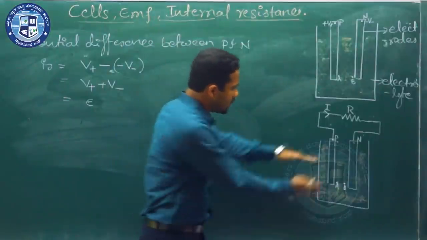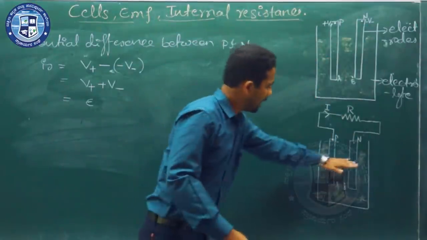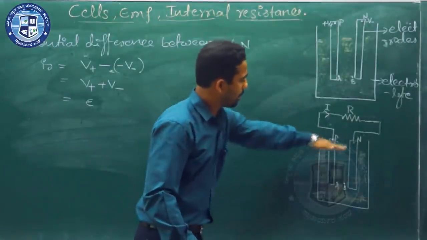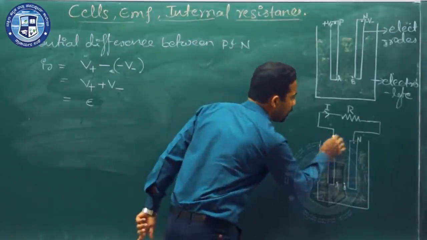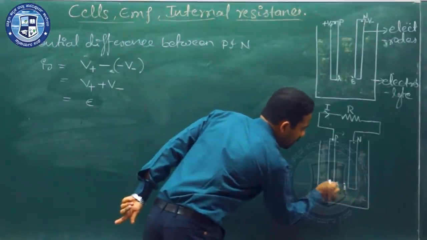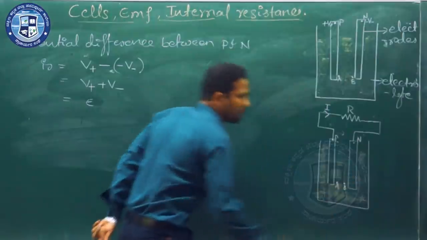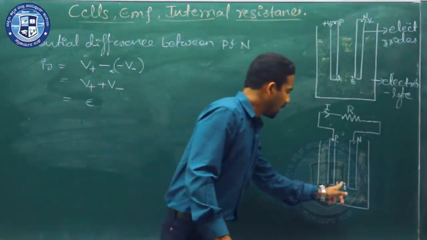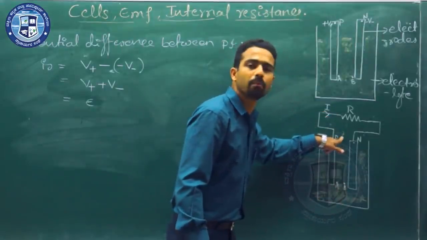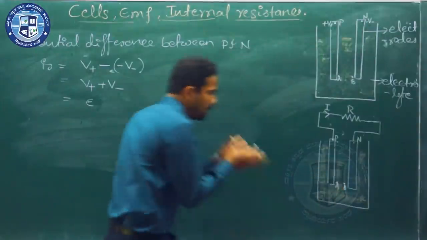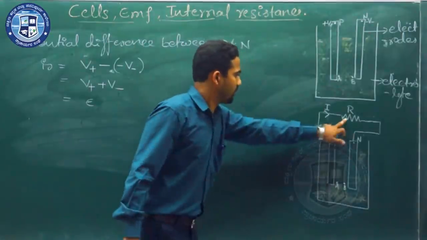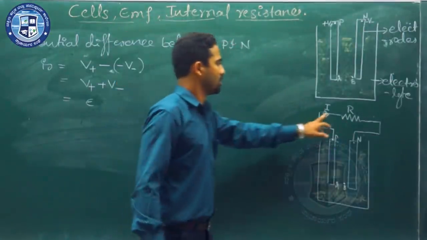So this is the outer part of the cell and this is the inner part of the cell. If you look at the outer part, the upper part, the current will flow from P to N like this. But if you look at the inside, the current will flow from N to P. So here, the current is moving in the opposite direction to the outer current. We should keep that in our mind. Okay.